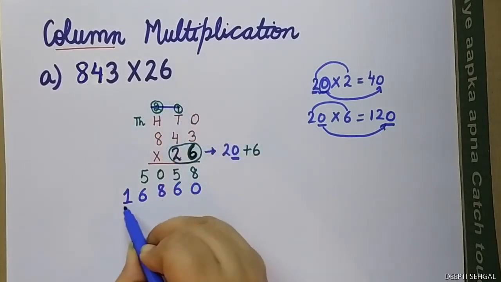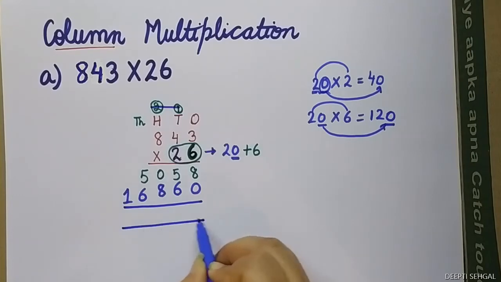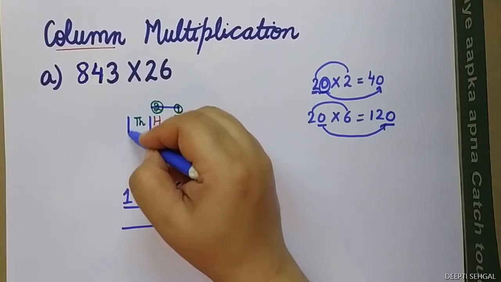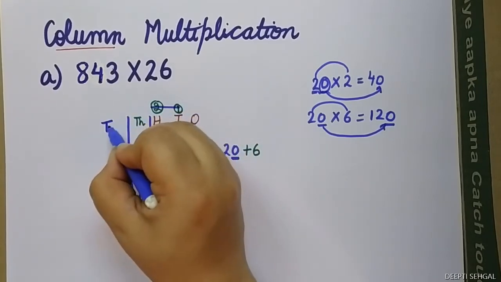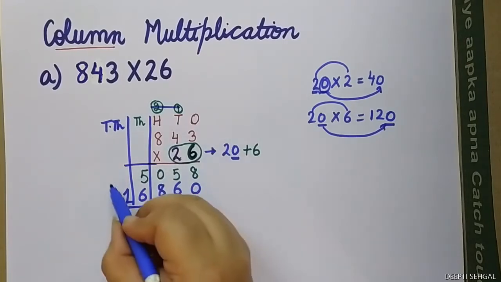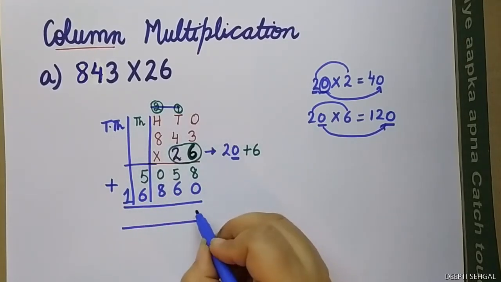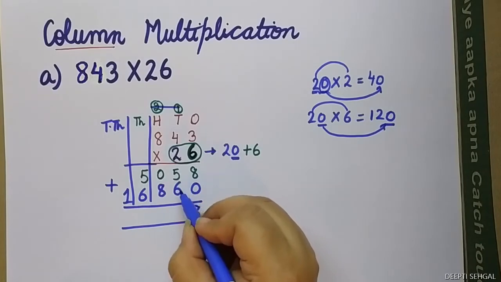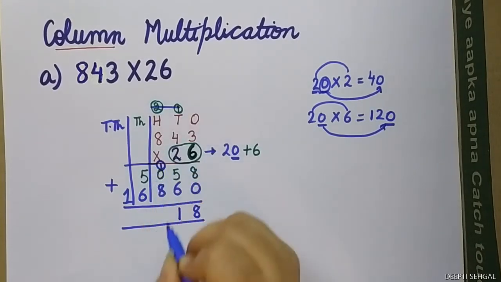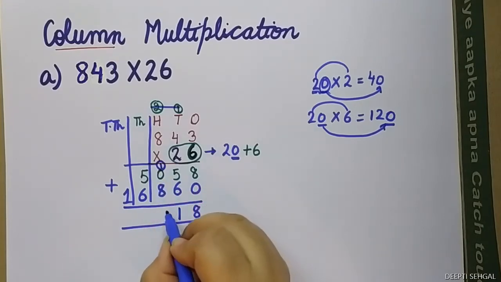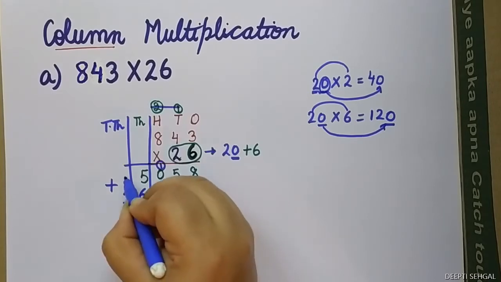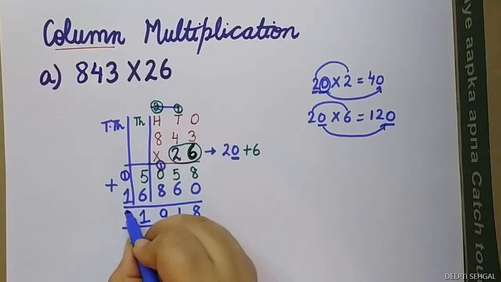Okay. So now we will add. Again this one is at which place? This is thousands place. So this one is going where? Till 10,000 place. Now we will add. 8 added to 0 is 8. 5 added to 6 is 11. 1 carry over. 8 added to 1 is 9. 5 added to 6 is 11. Again 1 carry over, and this will become 2.